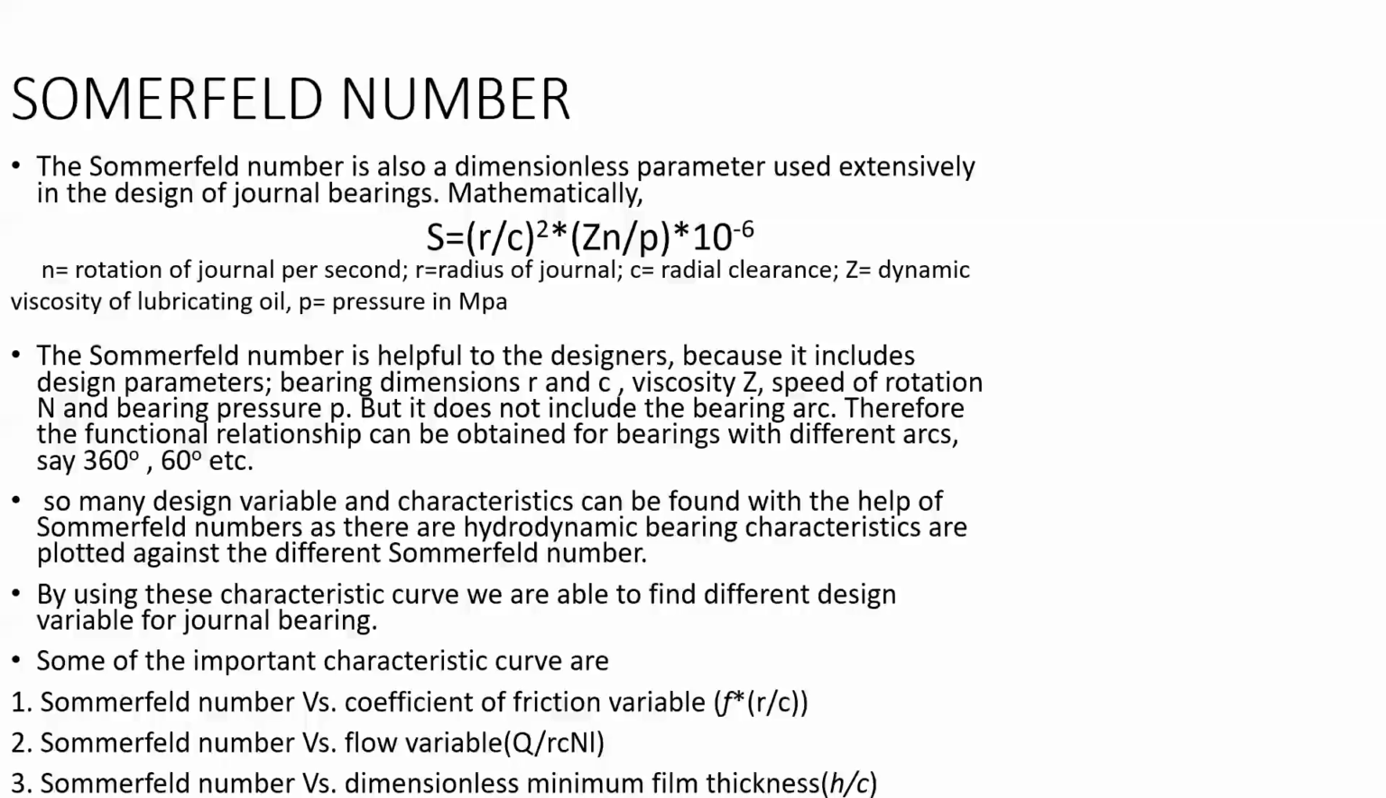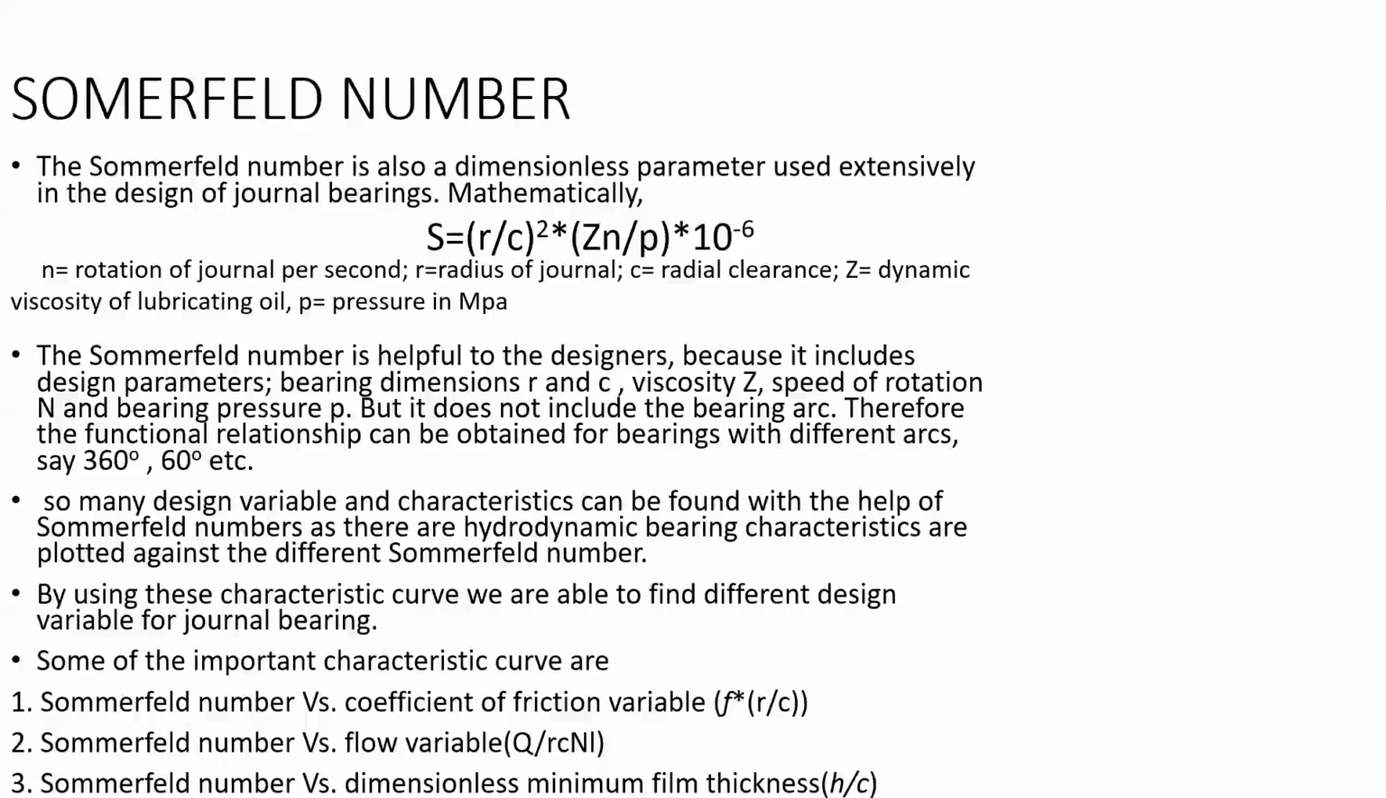One important functional relationship is not included, or you can say one most important parameter required for the design is not included in the Sommerfeld number, that is the bearing arc angle. Because we know that journal bearings are not always 360-degree bearings. Sometimes it may be a partial bearing, sometimes a tilted pad bearing, or sometimes a multi-pad bearing.